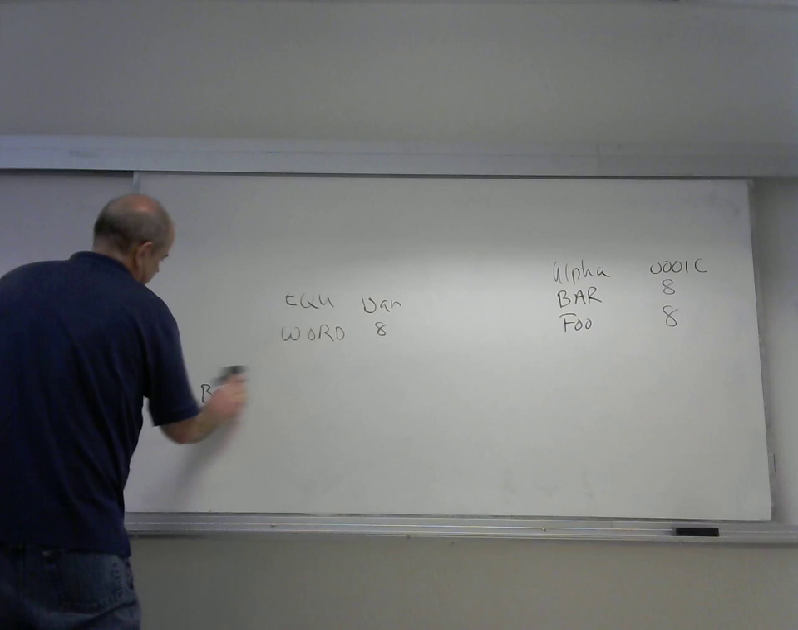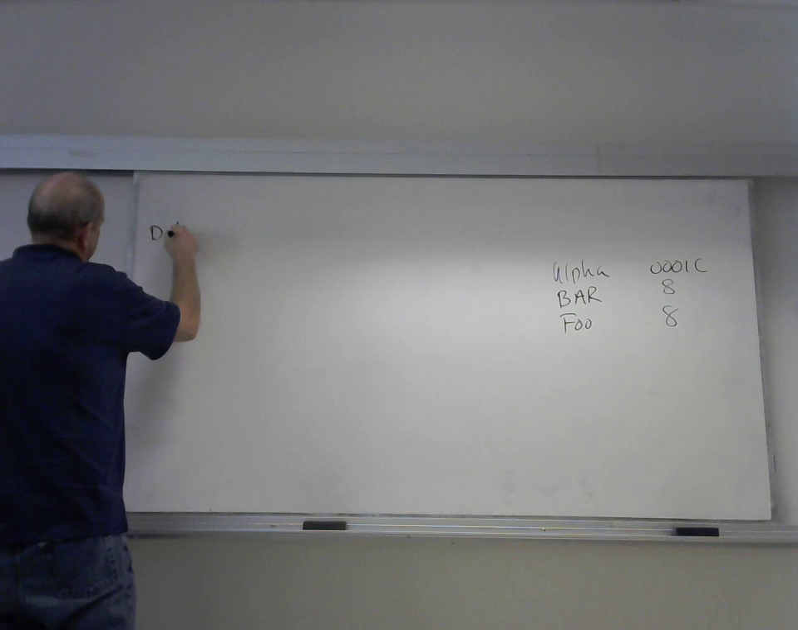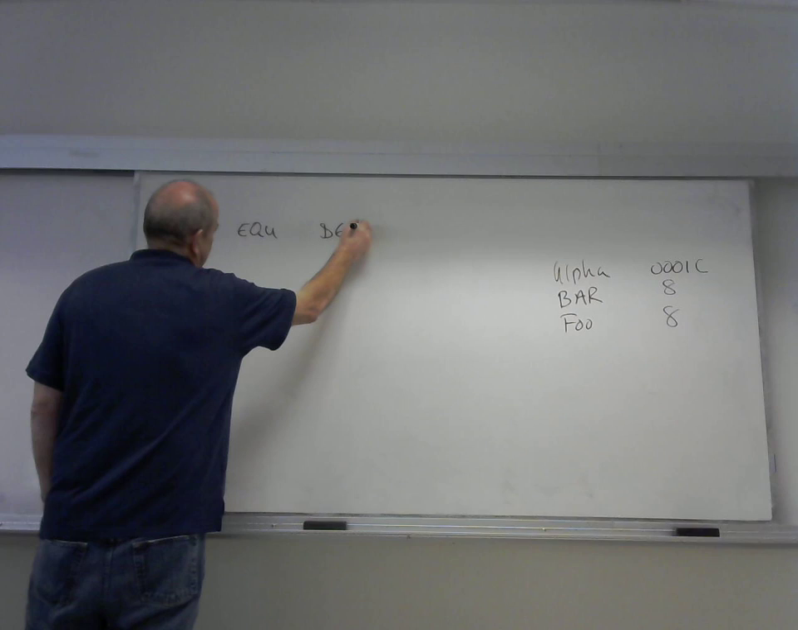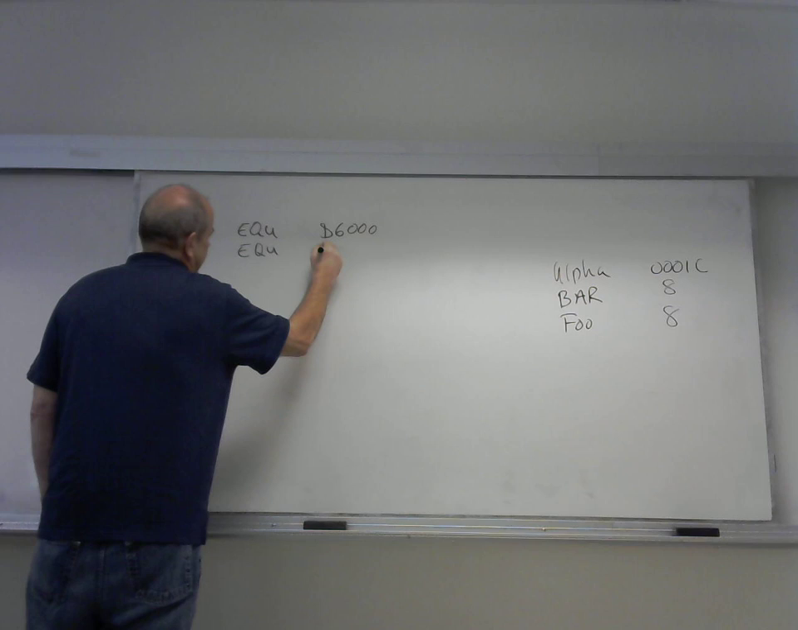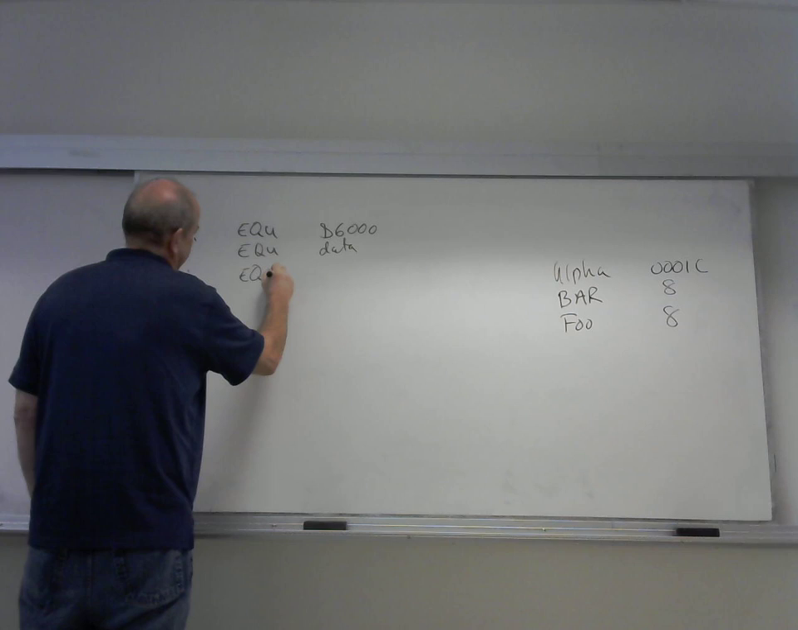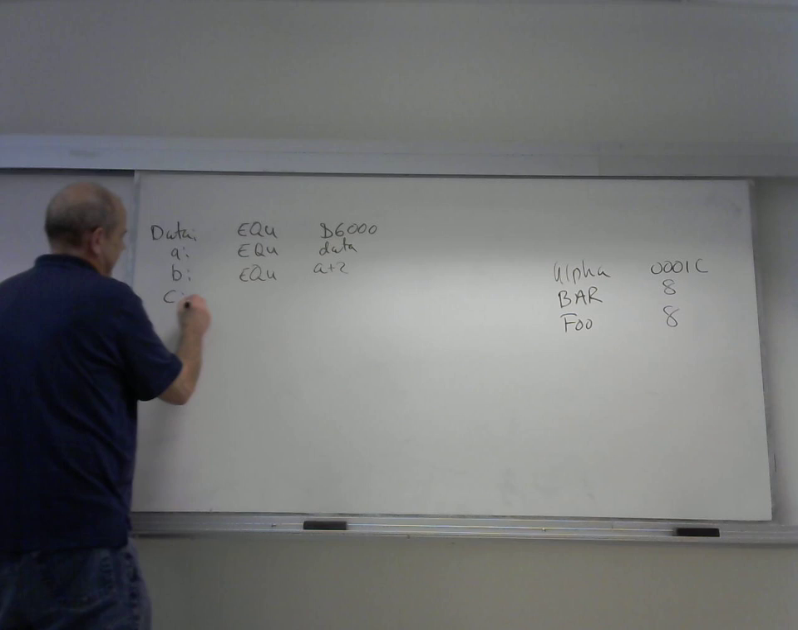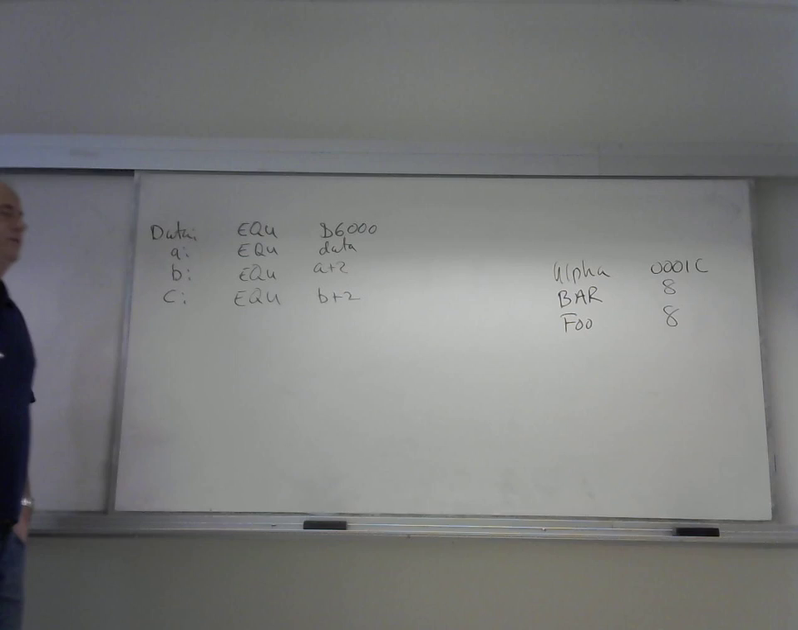But they have a data file. Data EQU 6000. A EQU data. B. C EQU B plus 2. So they had A through F and X, Y, Z, so like 8 or 9 numbers.